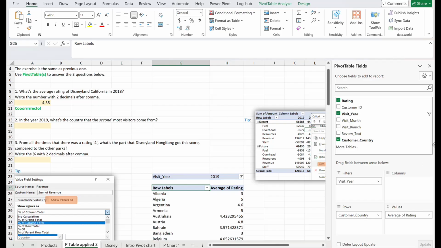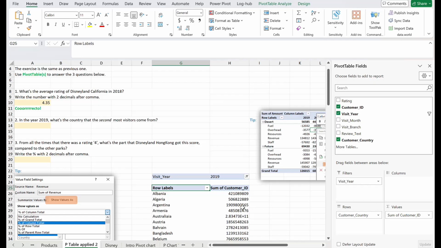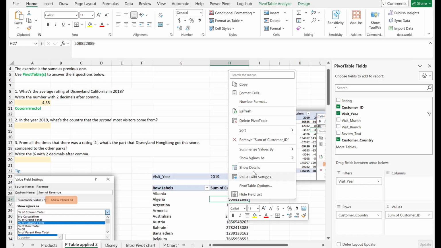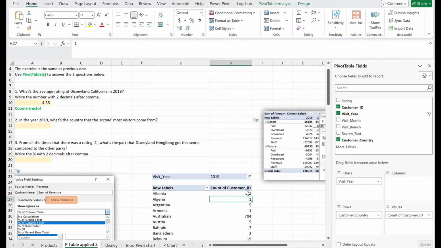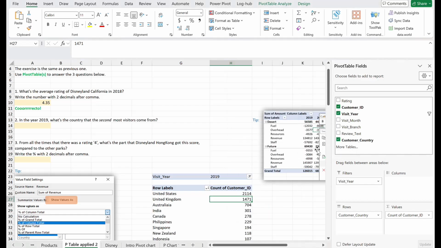and we need the amount of visitors. So I'm gonna pull in the customer IDs because we're going to count the amount of customer IDs. We want to know how many customers there were. So instead of summing, we're going to count them. And then we're going to sort them from high to low. So right click on the numbers, sort from largest to smallest. And here we see the second most visitors came from the United Kingdom.